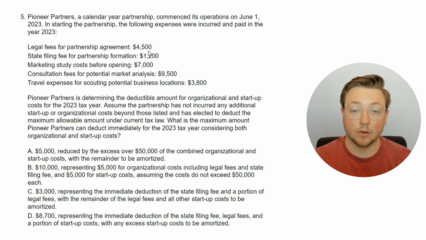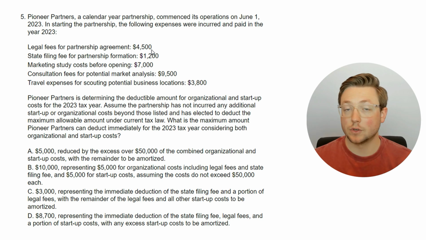So that does look like it's over $5,000. So probably a full $5,000 will be able to be amortized there. Sorry, deducted there. And then $7,000 plus $9,500 plus $3,800, that looks like that's also over $5,000. So again, we want to know what amount can they immediately deduct right there, right away. We know probably $5,000 for startup costs and $5,000 for organizational costs, and then the rest would be amortized.